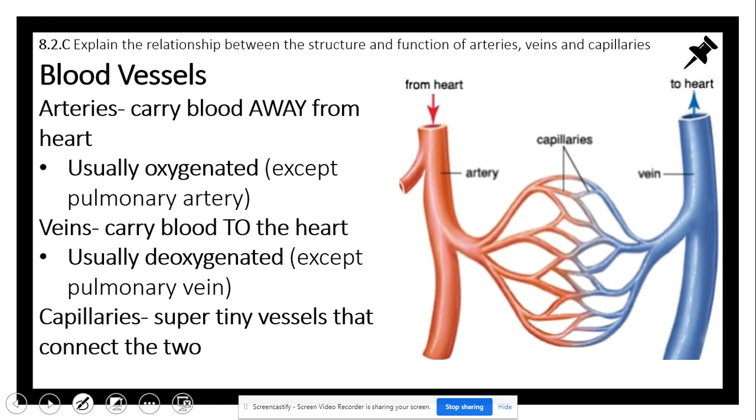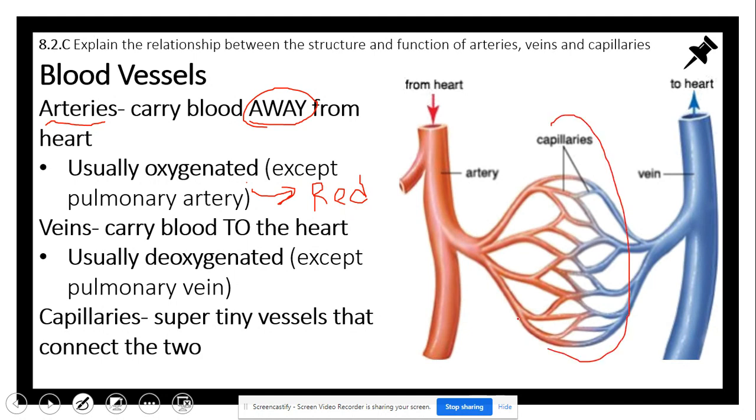So arteries carry blood away from the heart. Arteries carry blood away from the heart, which means they're usually going to be oxygenated, usually red, except the pulmonary artery, because remember that's going to the lungs to get oxygenated. Veins are coming back to the heart, so they're usually deoxygenated, usually blue.